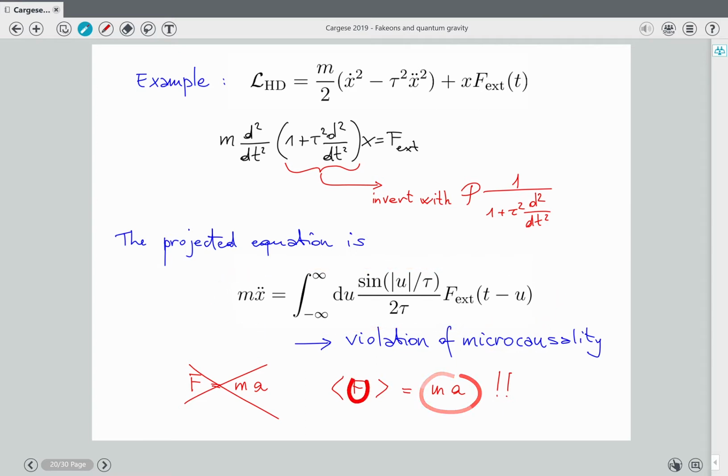MA is not equal to F, but MA is equal to an average of the external F with an oscillating function. It's very rapidly oscillating. And so that means that to solve this equation, it's not enough to know the external force in the past, but you need to know the external force in a little bit of future. That's why you have a violation of microcausality. But otherwise, this is a Cauchy problem.